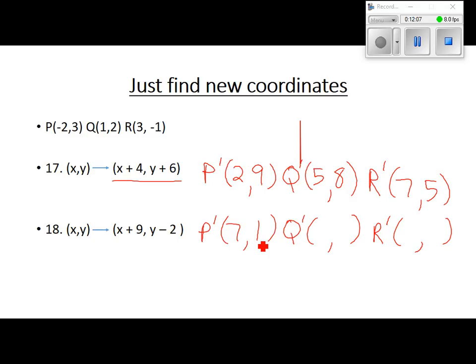What's Q prime going to be? 10, 0. Everybody agree with that? Yeah. How about R prime? 12 and... Everybody agree with that? 12, -3. Yeah. Get both those. Good.